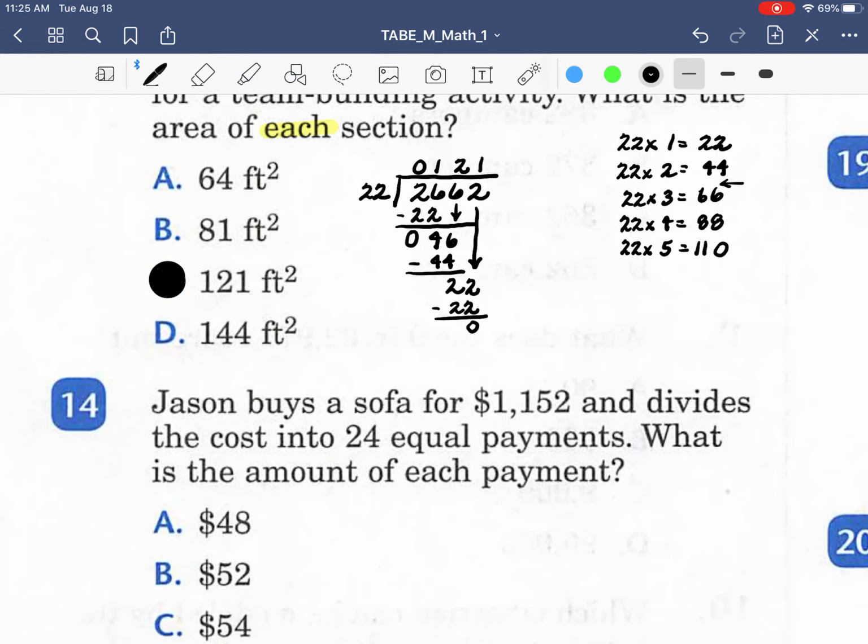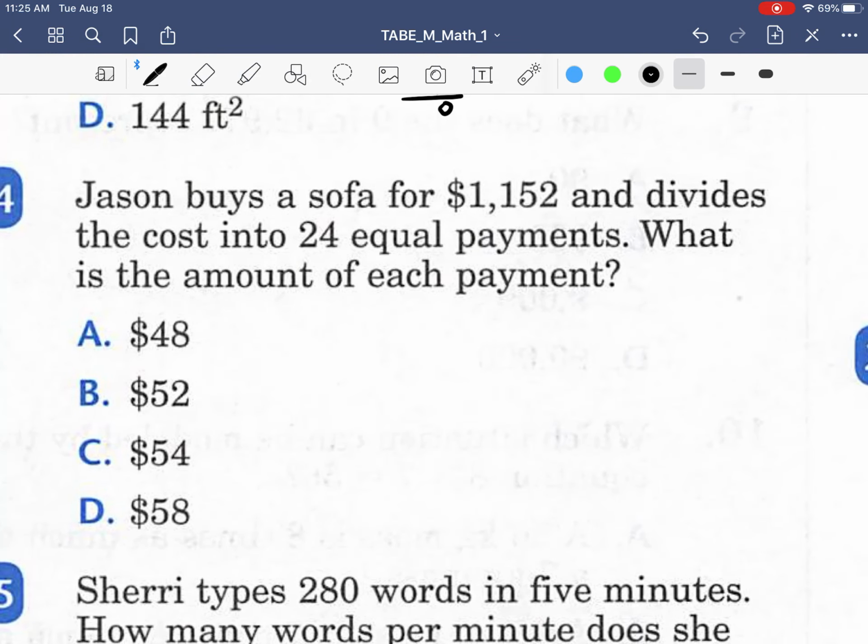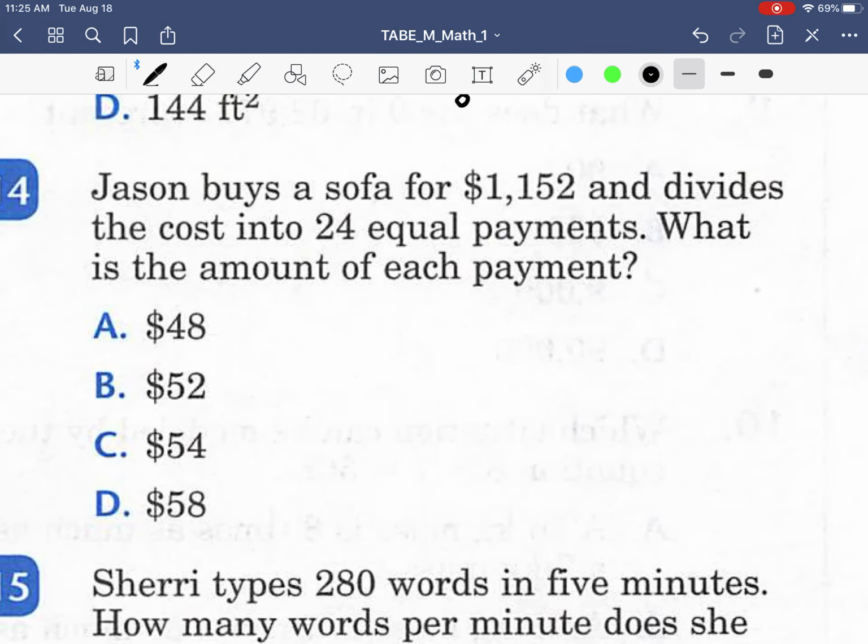Okay. Number 24. Jason buys a sofa for $1,152 and divides the cost into 24 equal payments. What is the amount of each payment? So we have 1,152 divided by 24.